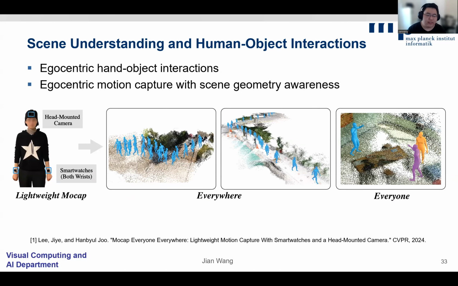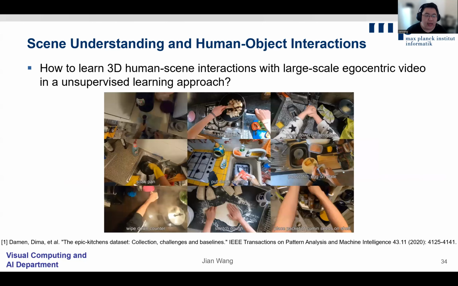And there's also a recent 3DV work that uses a moving hand-mounted camera to reconstruct the scene geometry, and uses the scene geometry to constrain the human motion capture task. So it's basically egocentric motion capture with scene geometry awareness. Yes, and this is also quite a promising direction that is currently intensively researched.